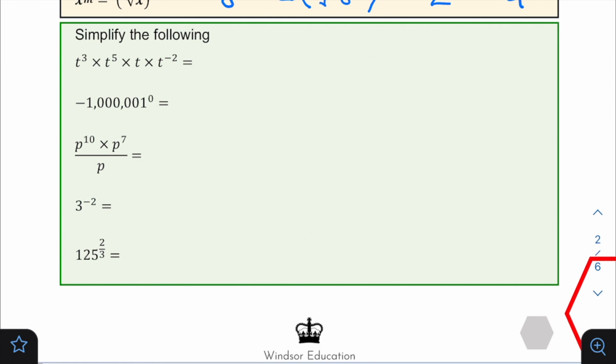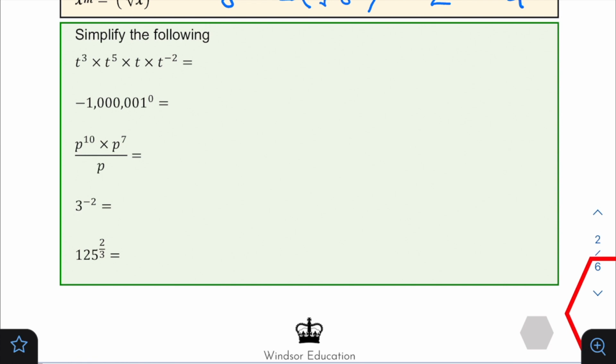Okay, so starting with the first question that we've got here, we've got t cubed times t to the 5 times t to the minus 2. And we're just simply going to try to simplify it. So we can see that we have the same base all the way throughout here with every single term. So that's perfect. That's exactly what we're looking for. And we are multiplying each of these terms together.